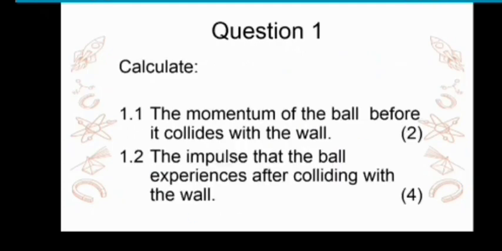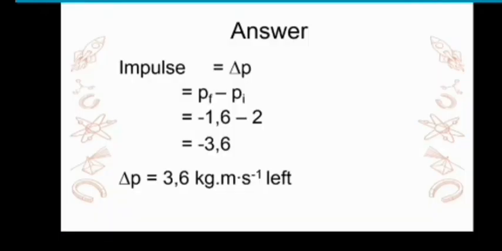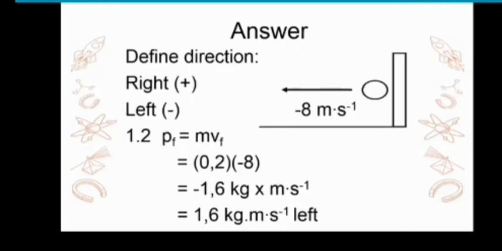Then the second question was to calculate the impulse that the ball experiences after colliding with the wall. Remember, impulse is equal to what? Change in momentum. So we need to know our final momentum minus initial momentum. What was our final momentum? The velocity was 8 meters per second to the left. If we multiply that by the mass, we get negative 1.6 kilogram meters per second, to the left. That is our final momentum.